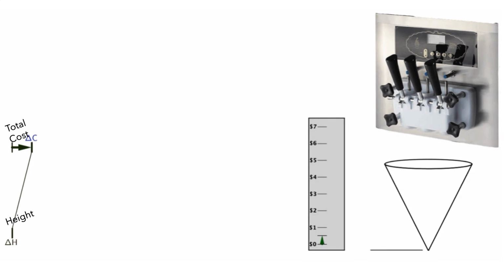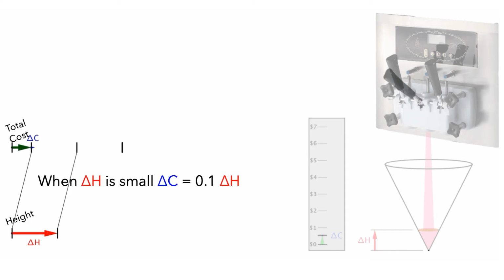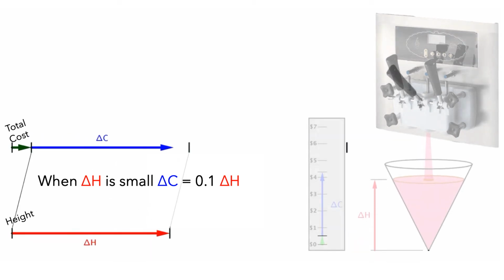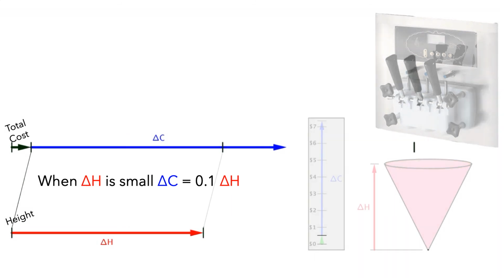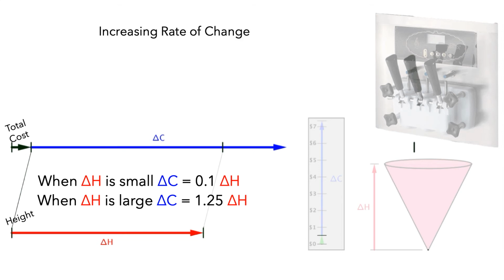Let's start the animation again, this time incorporating the black bars to show the amount of change in height. At first, when the amount of change in height, the distance between the black bars, is small, the amount of change in cost, the length of the blue bar, was only about 1/10 as large as the amount of change in height. Later, when the amount of change in height was large, the amount of change in cost was about 1.25 times as large as the amount of change in height. This is what it means to have an increasing rate of change.